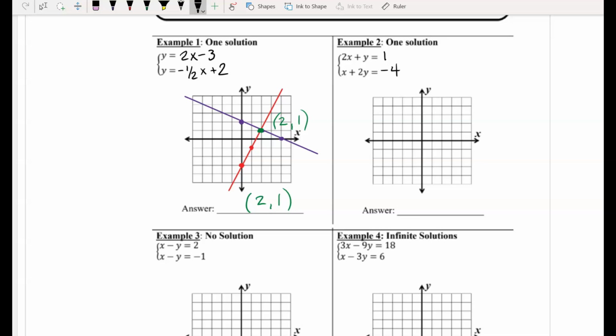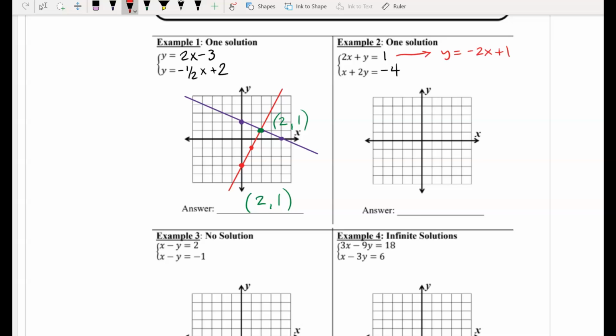Look at example 2 and write down the rest of the problems. 2x plus y is equal to 1, x plus 2y is equal to negative 4. If we're going to solve these by graphing, then maybe we should solve them for y and plot the y-intercept and the slope. But you could also plot these using x and y intercepts if that's easier. So it's really up to you how you graph them as long as you're careful in your graphing.